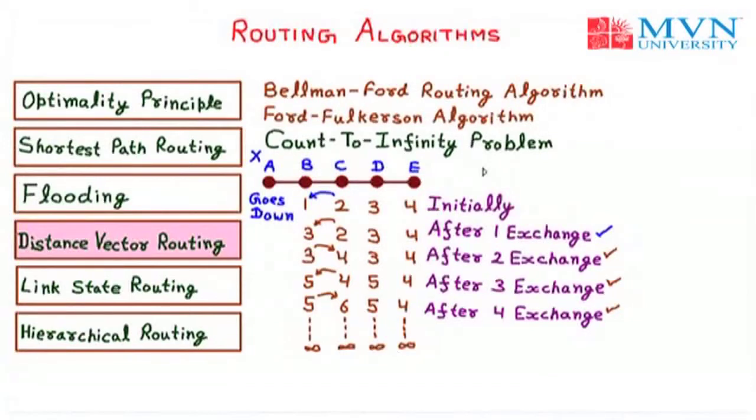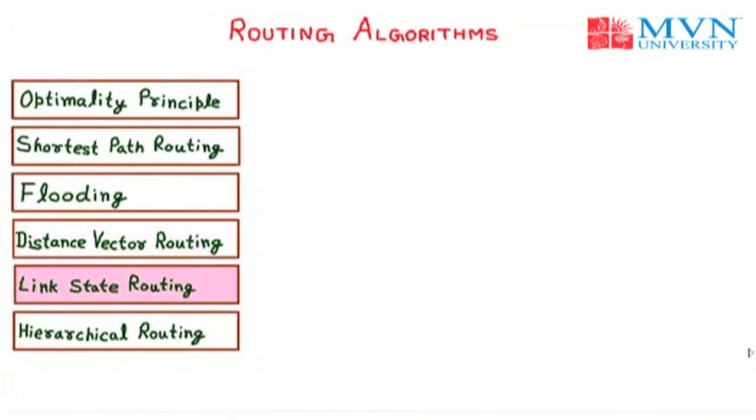Next we will discuss link state routing. Now the link state routing and the distance vector routing both are dynamic routing. Distance vector routing was used in the ARPANET until 1979 when it was replaced by link state routing.